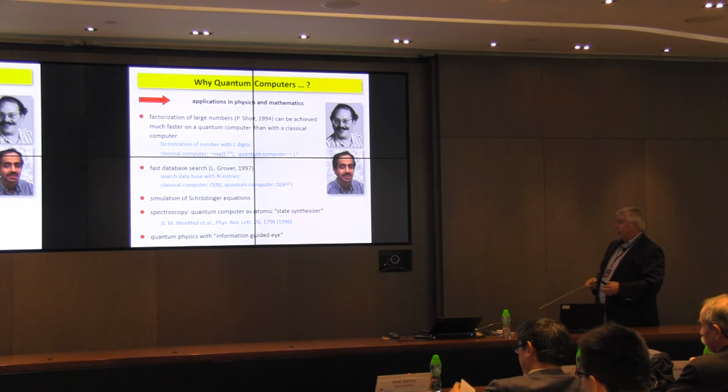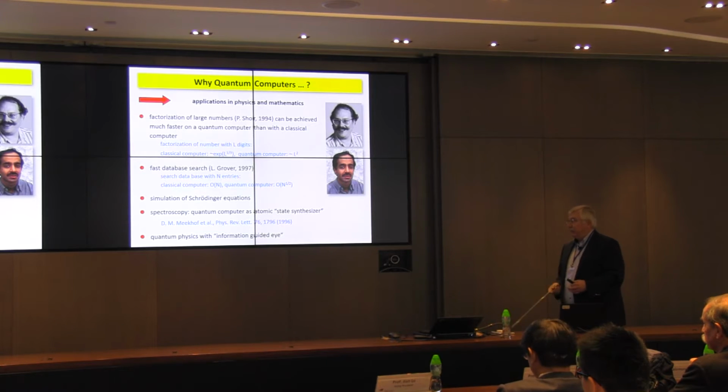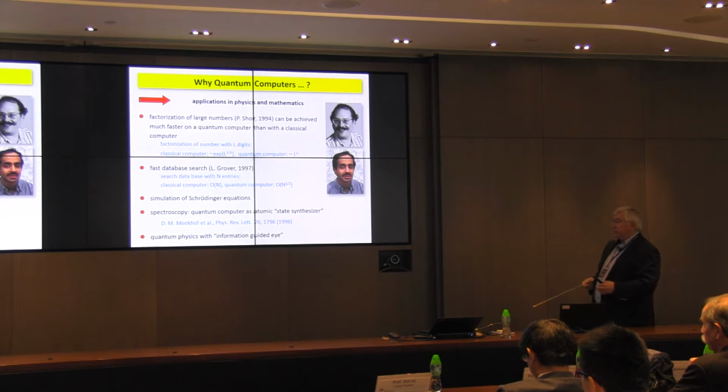And a little later, Lov Grover from Lucent came up with the optimization algorithm where he could show that even the search in a database, an unsorted database, could be sped up by the square root of the number of entries that you have here. So there are applications that are still some of the most important ones.